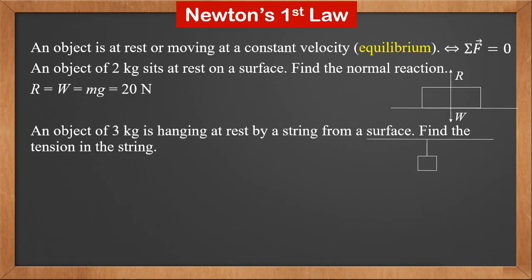An object of 3 kilograms is hanging at rest by a string from a surface. Find the tension in the string. First, let's sketch the force diagram for the object. There's weight, pointing downwards. And there's tension, pointing upwards. This object is in equilibrium. So according to Newton's first law of motion, the sum of these two forces is zero. Therefore, tension is equal to weight, which is 30 Newton.